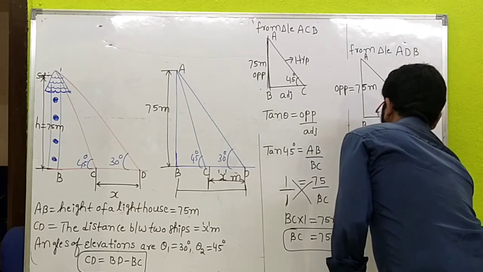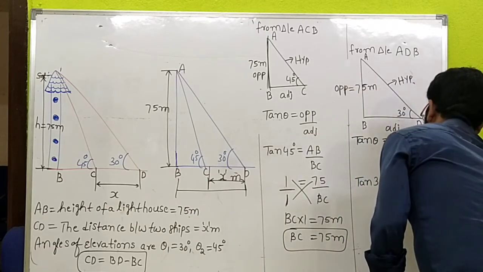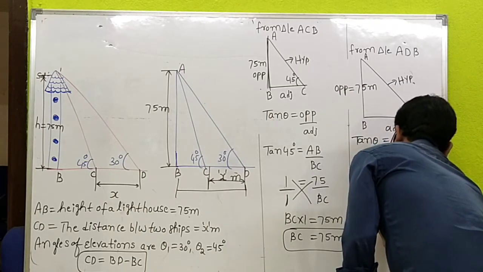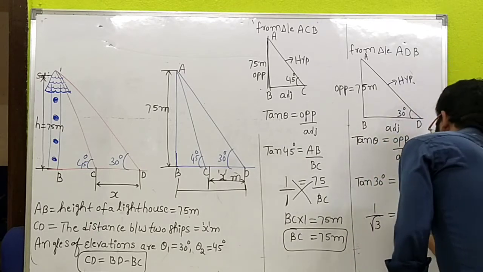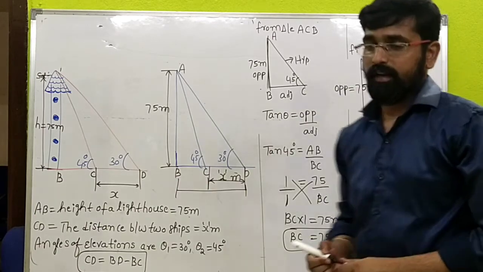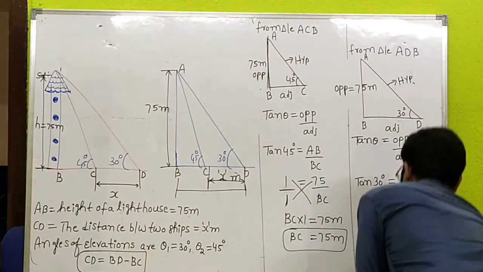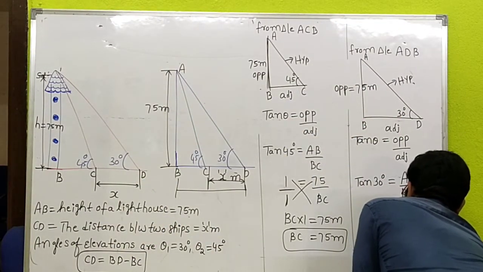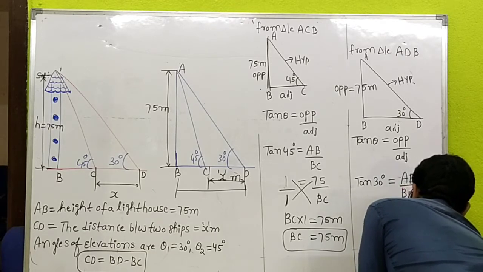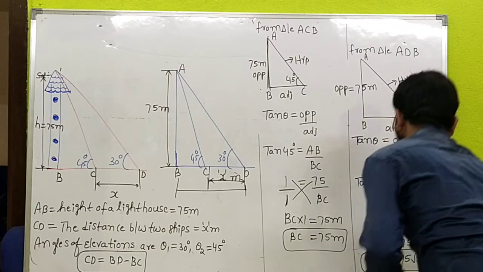So the tan theta value, what is theta? Tan 30 is equal to the opposite value AB by the adjacent BD, that is 1 by root 3 is equal to AB, which is 75, by BD. We don't know the BD value, so let's go with cross multiplication. BD into 1 is equal to 75 root 3 into root 3. So BD is equal to 75 root 3 meters. So this is BD.